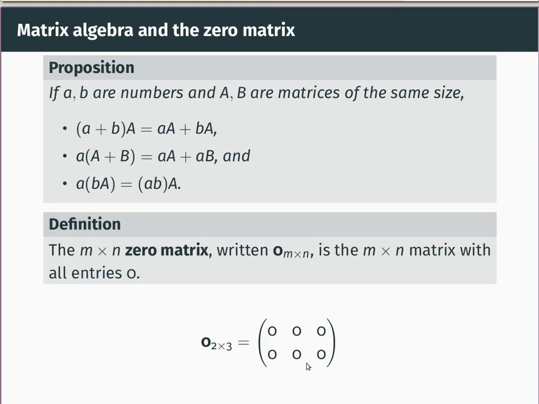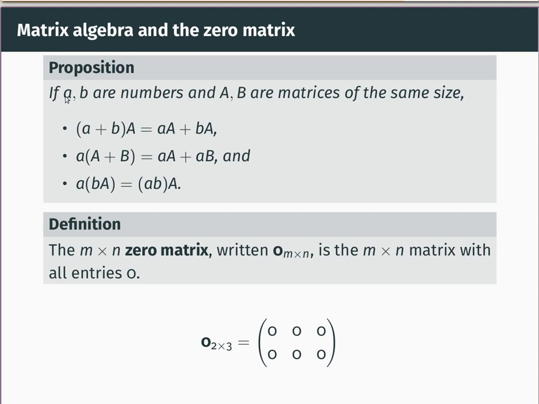Finally, on the last slide, we're going to look at some of the properties of scalar multiplication and matrix addition, and we're going to look at a special definition of the zero matrix. So let's begin with some of the properties of matrix scalar multiplication and matrix addition. Because addition works entry by entry, it inherits a lot of the properties of ordinary real number or complex number addition and multiplication.